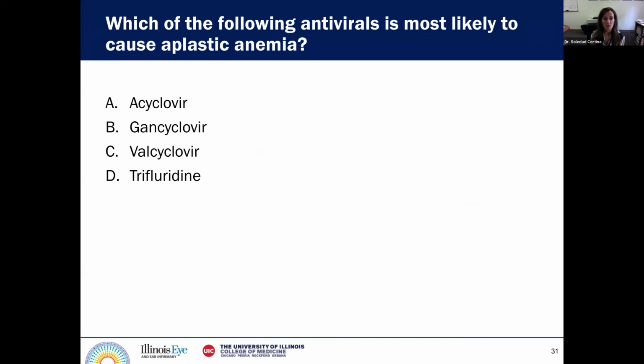So, which of the following antivirals is most likely to cause aplastic anemia? Let's see if you guys were paying attention. All right, yeah, and it is ganciclovir when it's given systemically, which is the way that it is given for the treatment of CMV and endotheliitis. The side effects occur when this drug is given systemically. There are topical formulations that can be used for resistant, for example, herpetic keratitis, and these do not cause aplastic anemia or these severe side effects at the same rate.